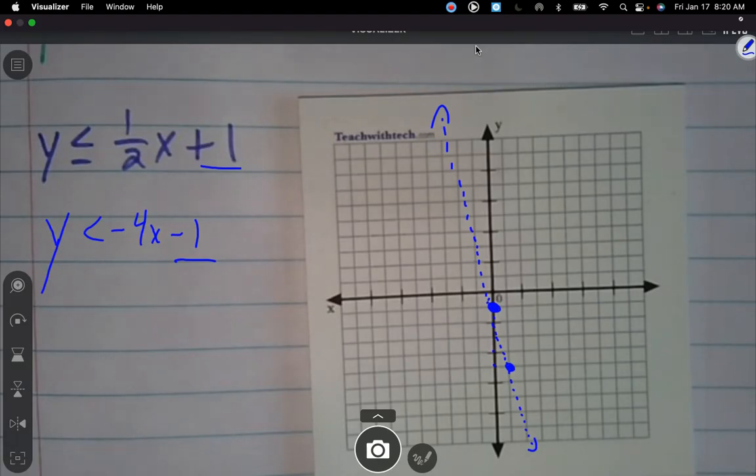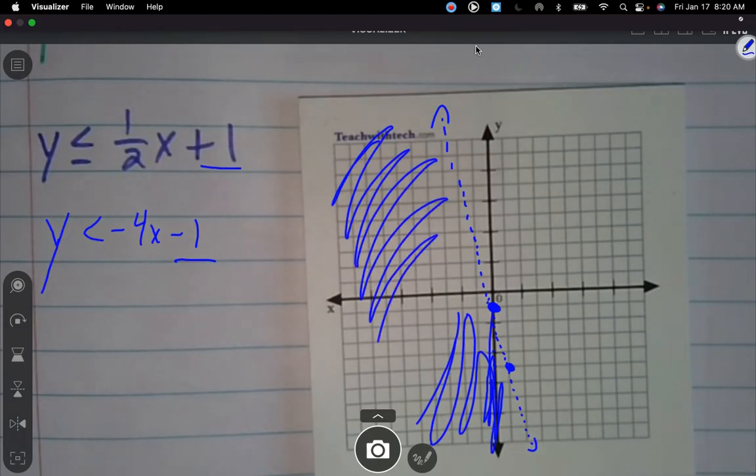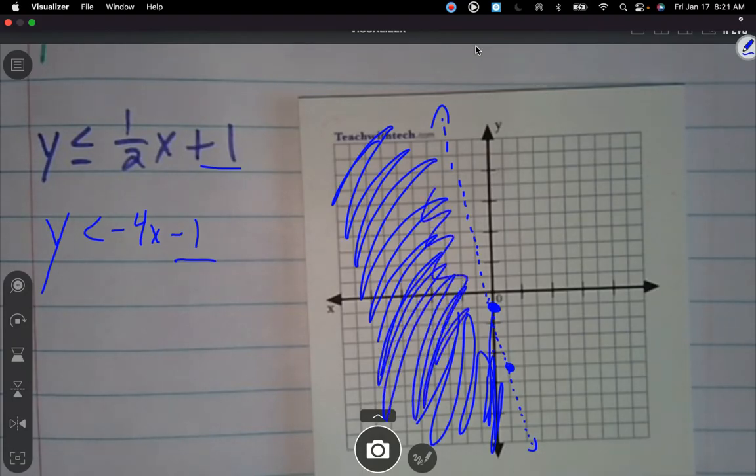Now we have to decide, are we going to go up from my graph or down? It has the less than sign, so where's it going to go? Less than is going to be down. So just pick a point and then go where? Down. Okay, that's where I'm going to shade. On this area. All in there. Under my line. Everybody good with that? Okay. Don't think left or right, think up or down on these.